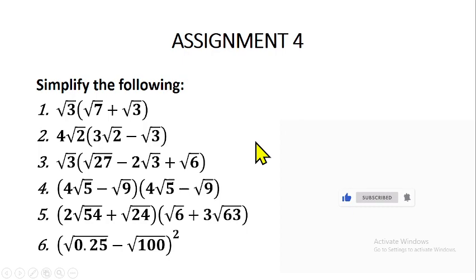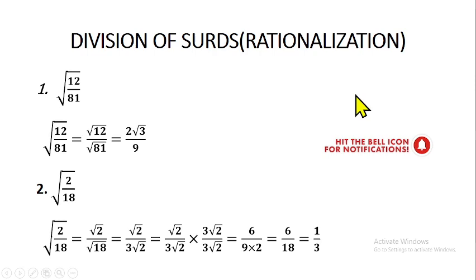Now we are going to the division of surds. How do we divide surds? Based on what we have done previously, we have sqrt of 12 divided by 81. According to the law, we can't break this fraction. The numerator will carry its own sqrt, the denominator will also carry its own sqrt. So that means we have sqrt 12 divided by sqrt 81. And we know that sqrt 12 we can simplify further. That gives us 2 sqrt 3. And sqrt 81 is a perfect square. That means sqrt 81 is 9. So that's the answer to that question.